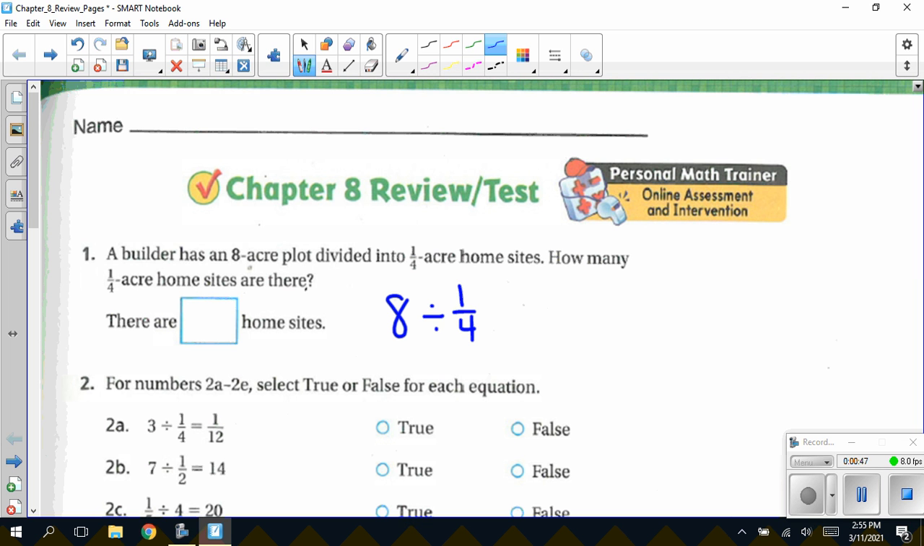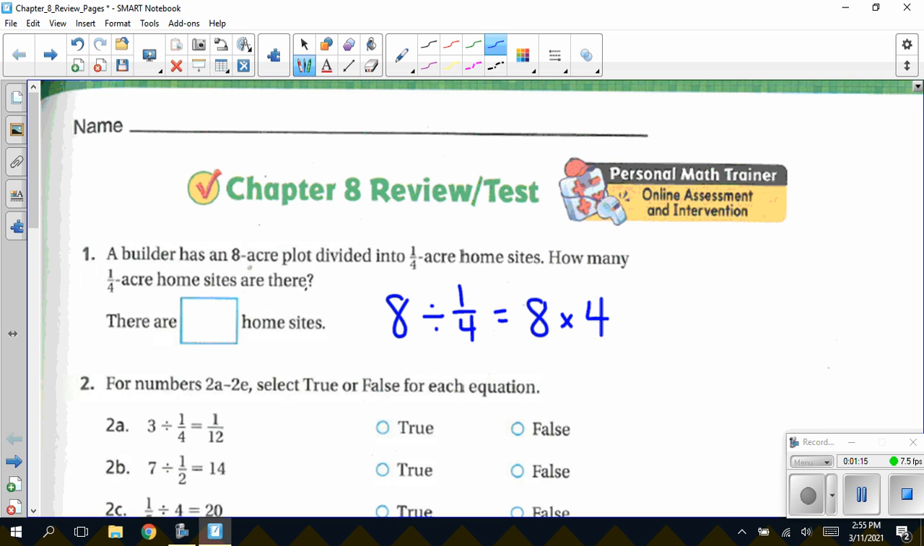So now we know that our division problem is 8 divided by 1/4. We have to change this to the multiplication problem in order to solve, to figure out how many total sections there now are. So the first number always stays the same. Change it to a multiplication sign, and then our 1/4, we need to flip it or take its reciprocal. So when you flip it, that changes to a whole number 4.